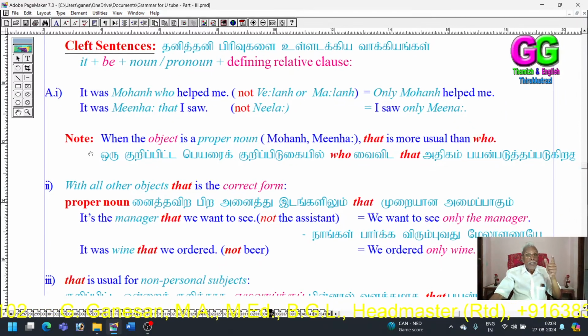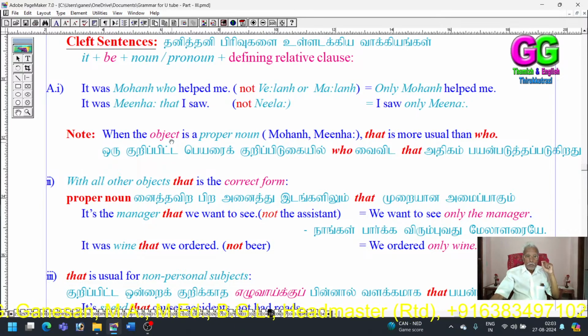My dear students, I have already explained to you. Note, when the object is a proper noun, Mohan and Meena are objects. When the object is a proper noun, that is more useful than who. That is, in the cleft sentence, when the object is a proper noun, that is more useful than who.